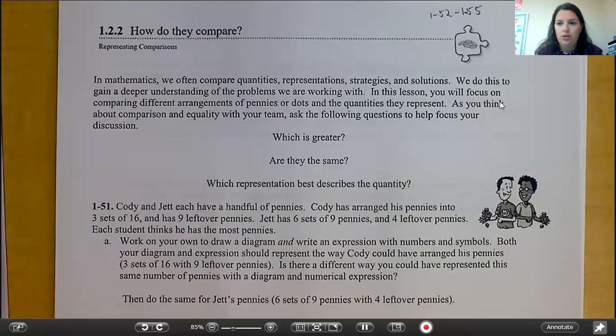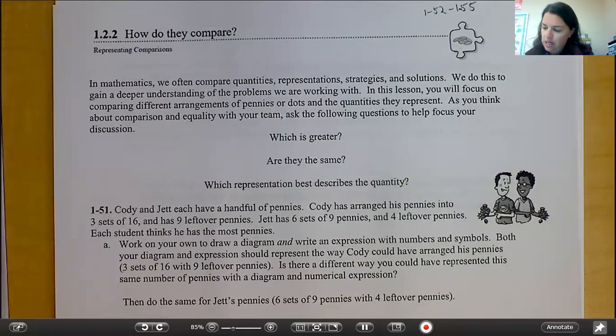Hi everyone, I'm here with your 1-2-2 lesson, How Do They Compare? Representing Comparisons. In mathematics, we often compare quantities, representations, strategies, and solutions. We do this to gain a deeper understanding of the problems we are working with. In this lesson, you will focus on comparing different arrangements of pennies or dots and the quantities they represent.